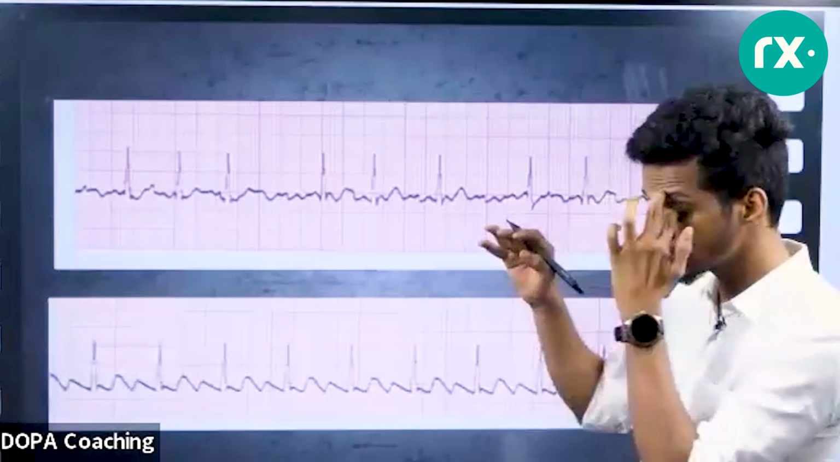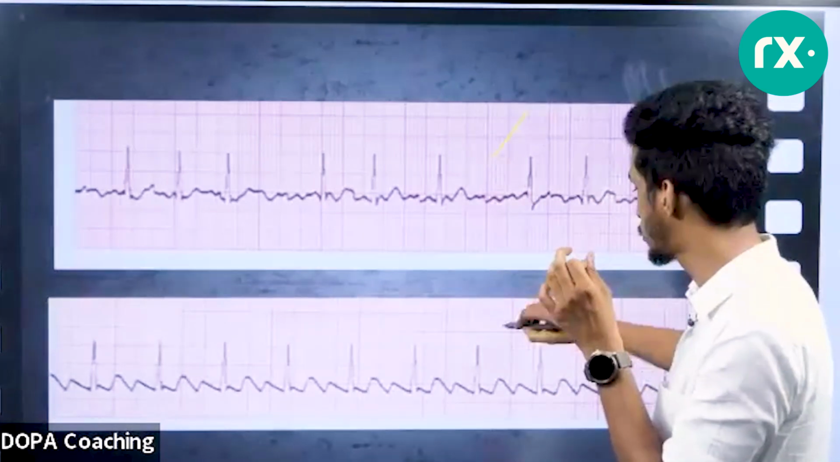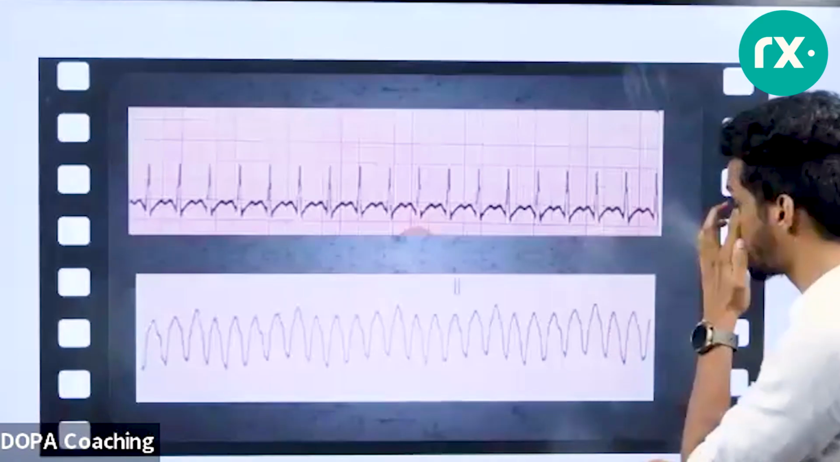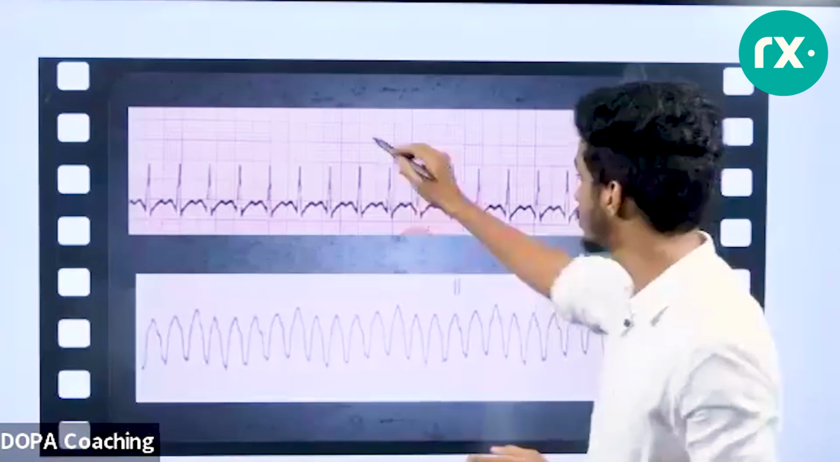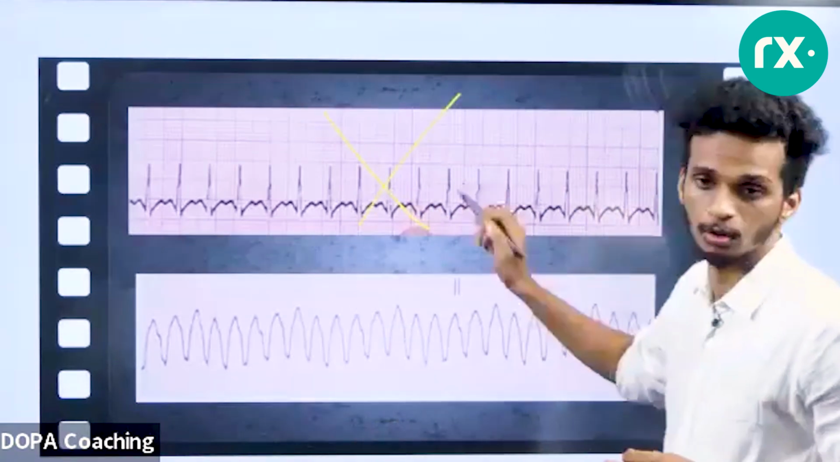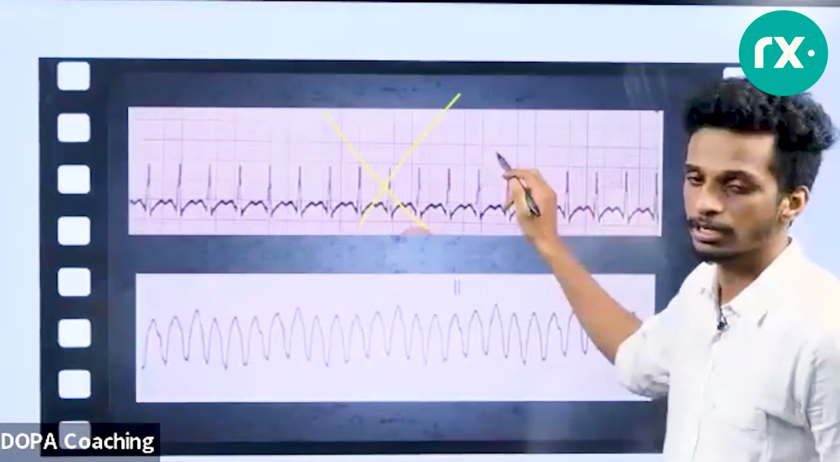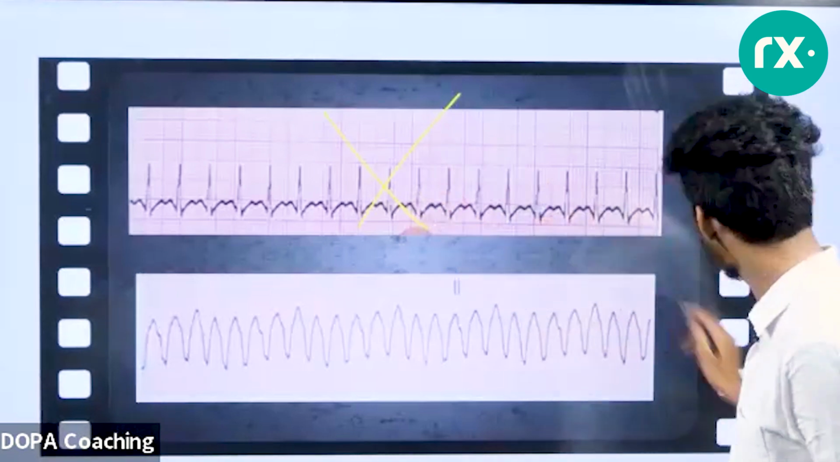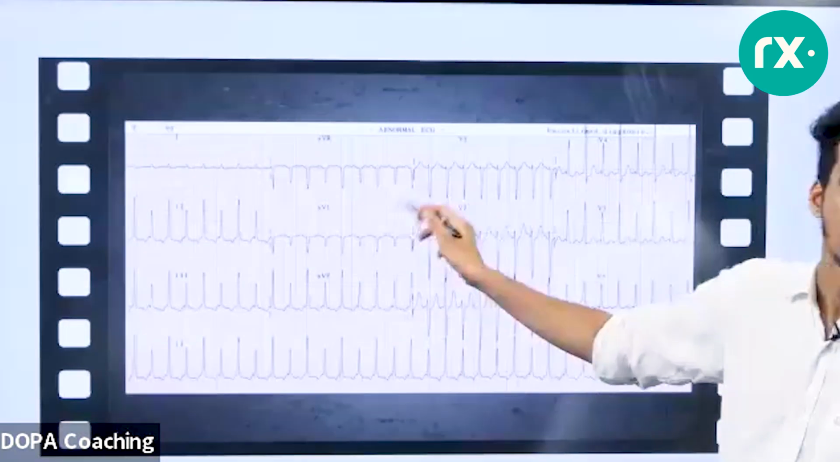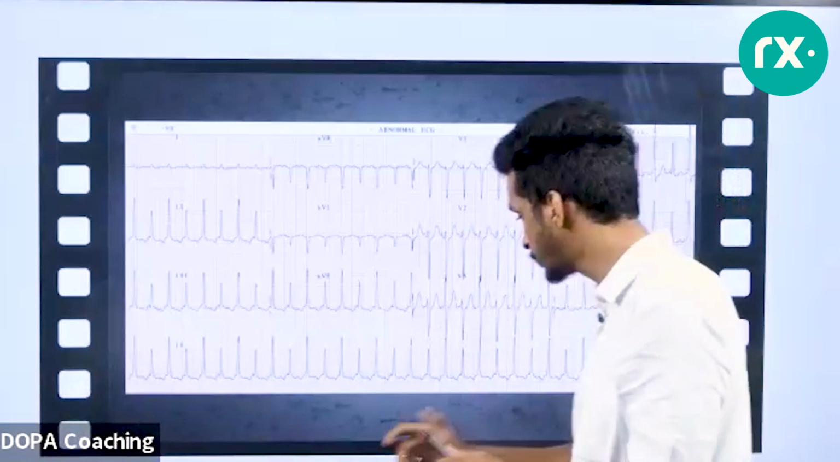Okay, so we have discussed atrial fibrillation. This is AF, this is atrial flutter. Okay, now let's come on to another ECG. This ECG, we can leave it now because it's not a classical example. Actually, it's an SVT, but I'll show you a better SVT. Let's see this.